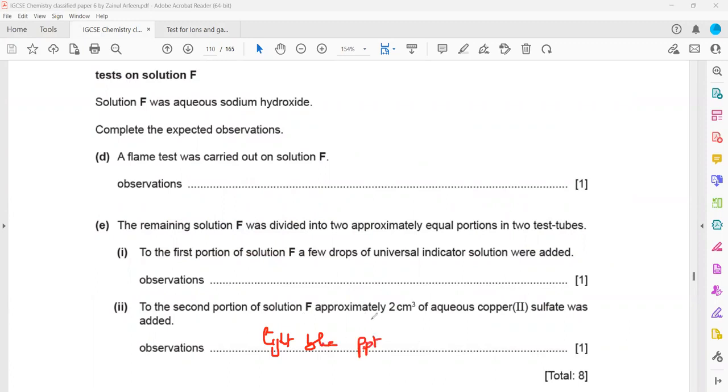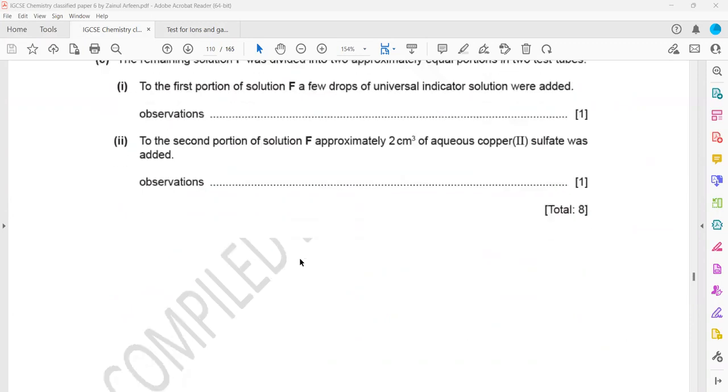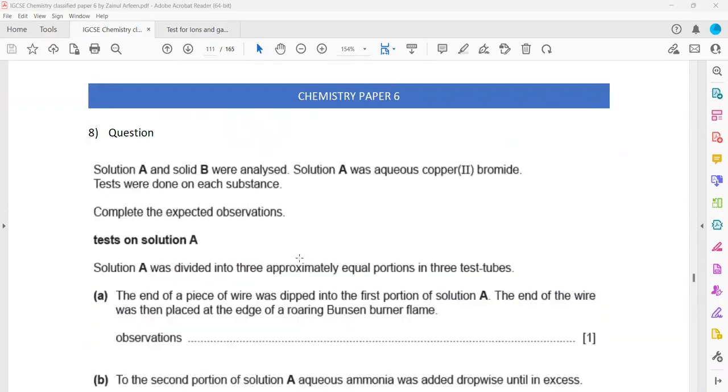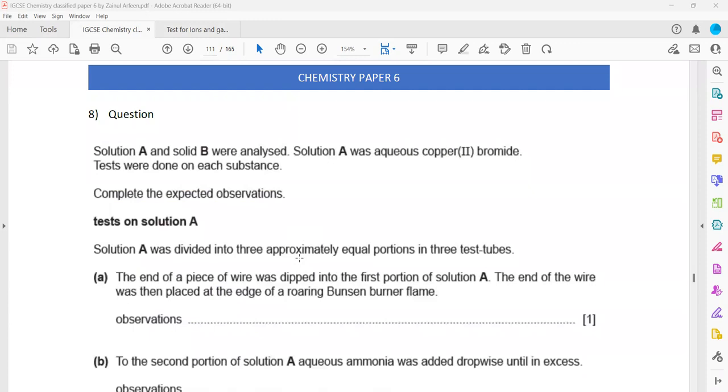And approximately 2 cm cube is added. So it's not too much quantity. If it was in excess, then we need excess for saying remain. So this was question 7. Then question 8 is also about the experimental technique. Most of the questions are related to identification of the ions.